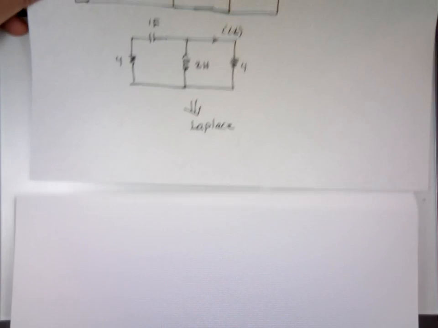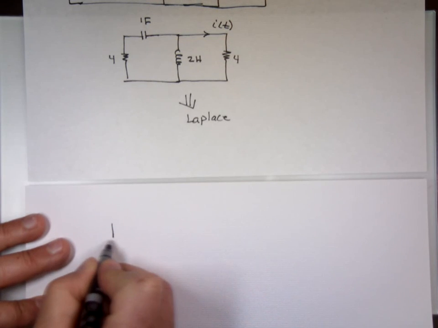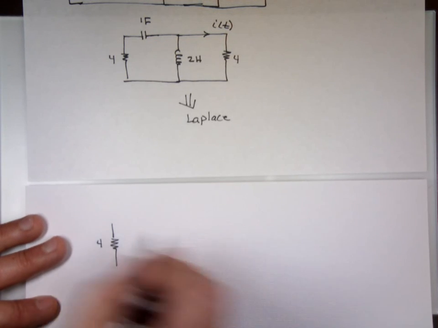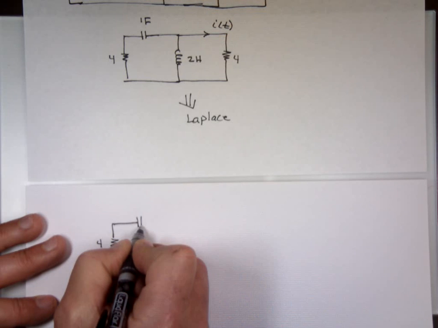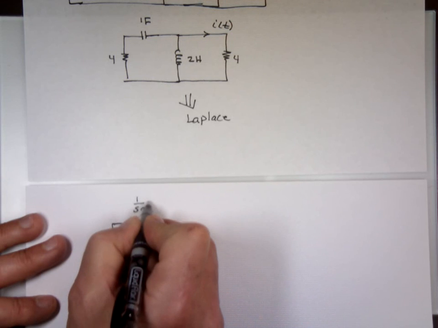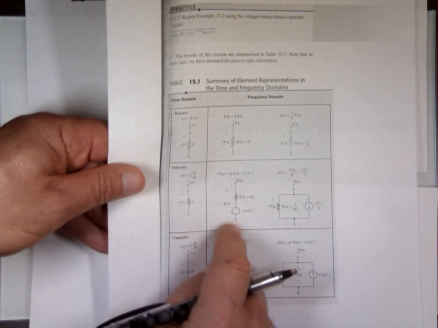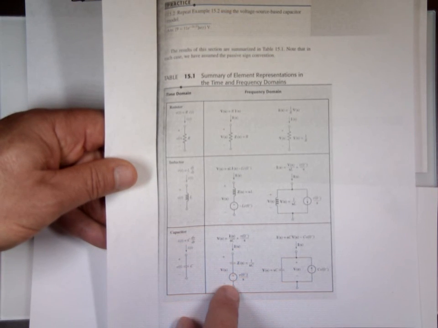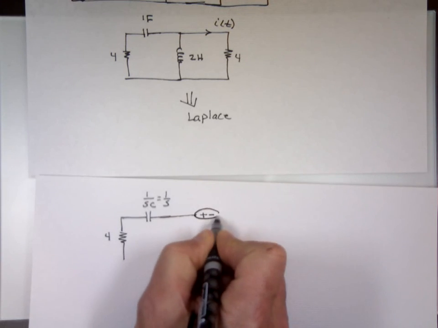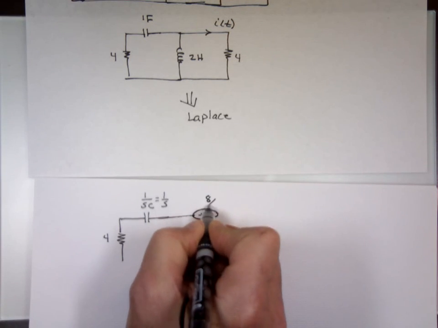In the S domain, the resistor stays the same. The capacitor is 1 over SC, and C happens to be 1, so that's 1 over S. You also have a voltage source for the capacitor with the value V0 over S. What was my V0? Wasn't it 8? So 8 over S.